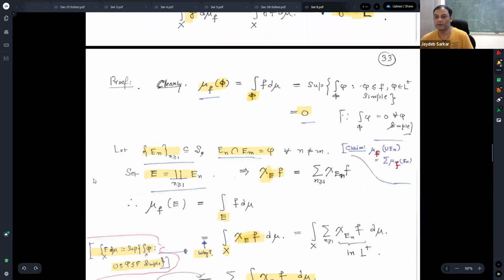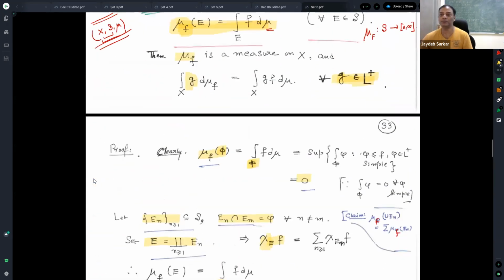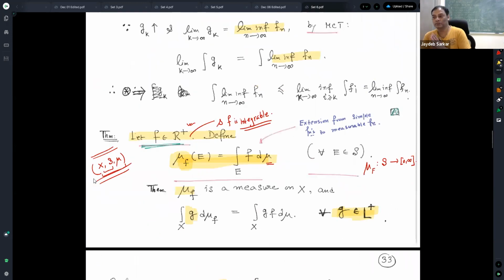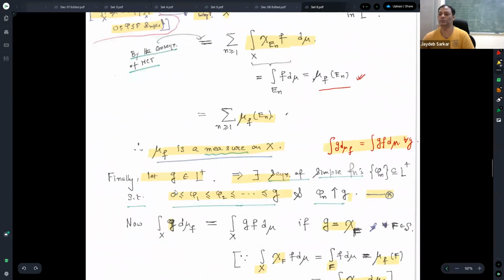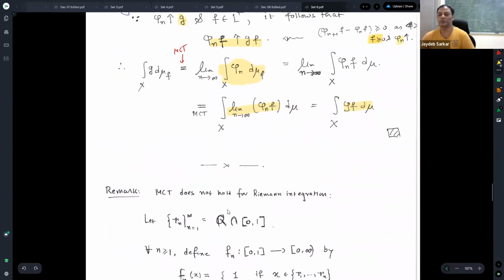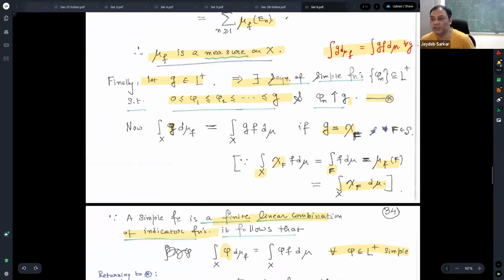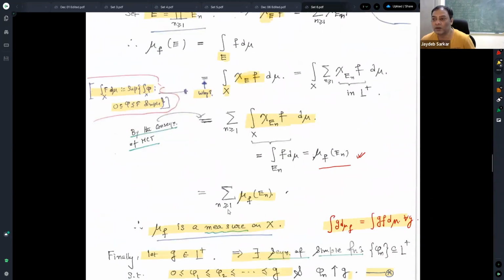So any question on this proof or the statement? No? Okay. So in this case, you have used MCT two times, I hope. Only two times.